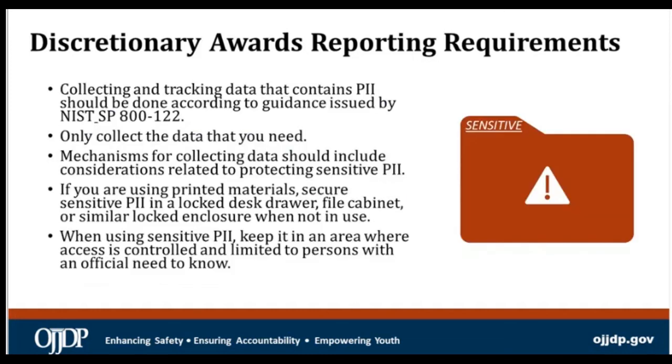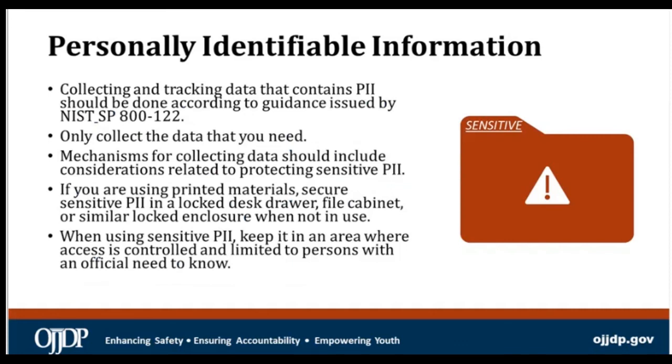Collecting and tracking data that contains personally identifiable information, or PII, should be done with consideration towards the Privacy Act of 1974. Broadly stated, the purpose of the Privacy Act is to balance the government's need to maintain information about individuals with the rights of the individual to be protected against unwarranted invasion of their privacy stemming from federal agencies' collection, maintenance, use, and disclosure of personal information.